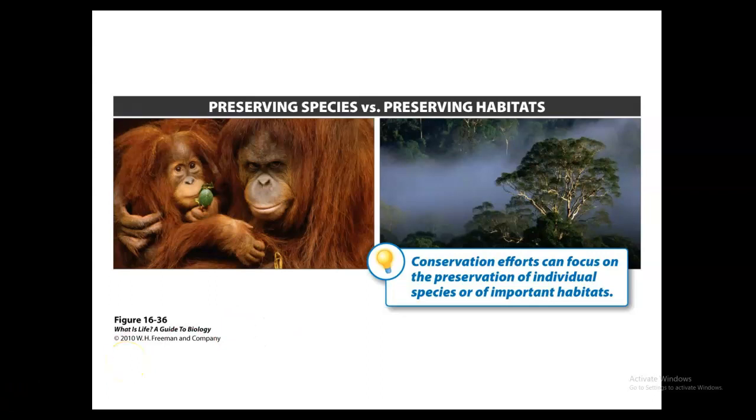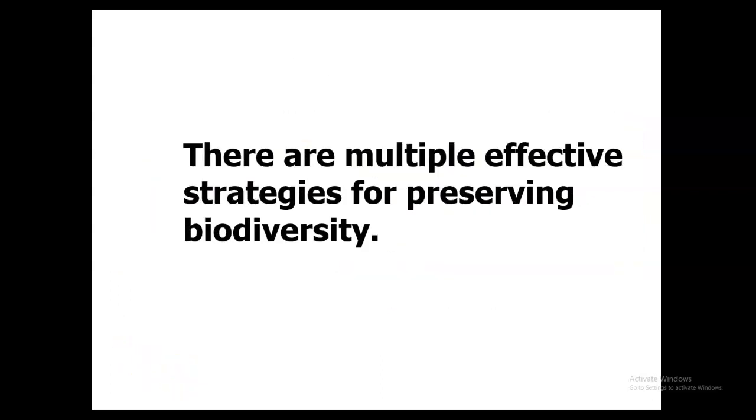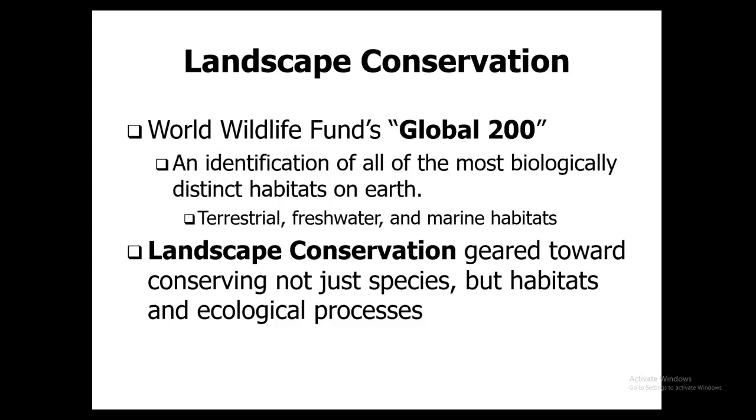So in setting conservation policies or conservation efforts, it's a two-step process. You can articulate the goals and develop a plan. So you can go in after conservation efforts on individual species, or you can go after an important habitat or area. There's going to be multiple effective strategies for preserving the biodiversity of an area.